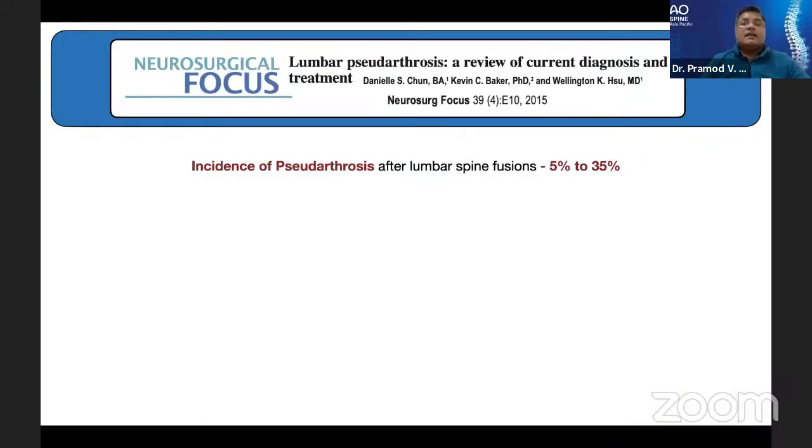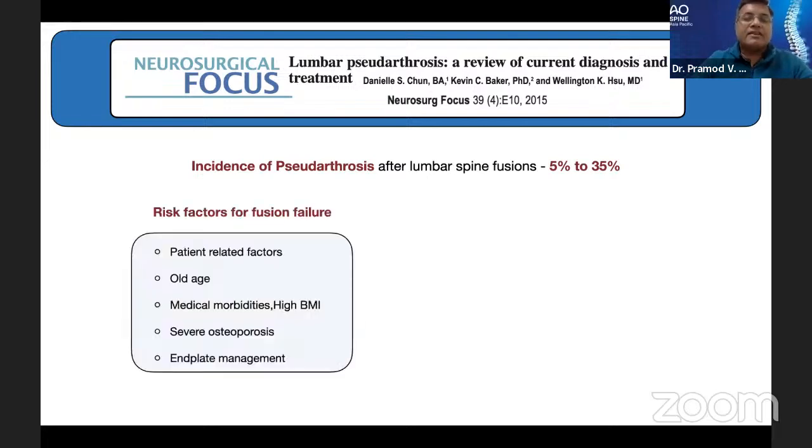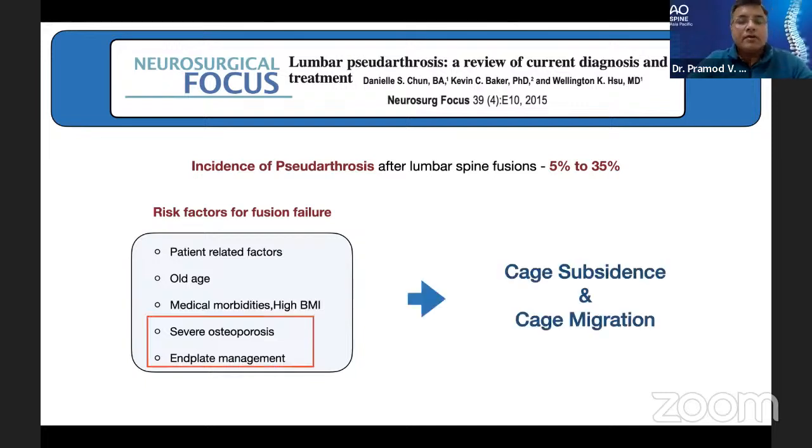This is another paper by Chun on lumbar pseudoarthrosis. He has mentioned the incidence of pseudoarthrosis after lumbar fusion surgeries is almost up to 35%. And the risk factors for fusion failures are all these. And if you look at the lower 2, the severe osteoporosis and the end plate management, these are the ones which we have to particularly look for. And these are the ones which can contribute to cage subsidence and cage migration.